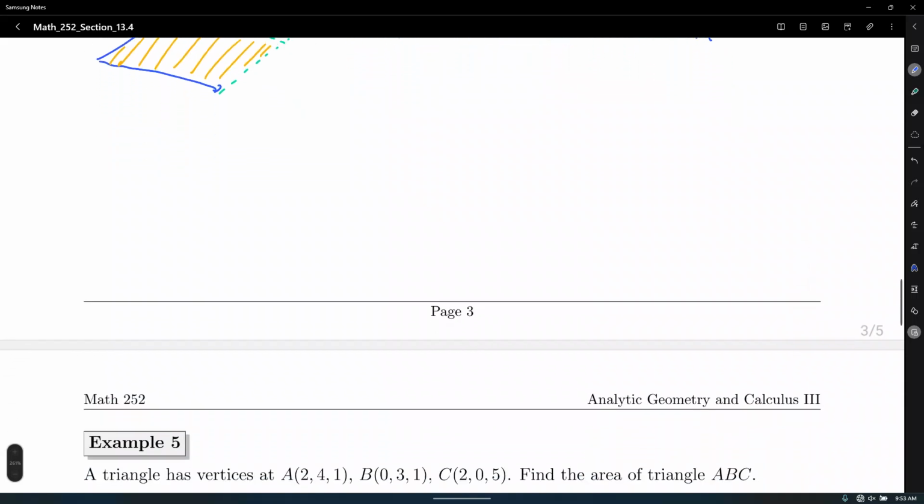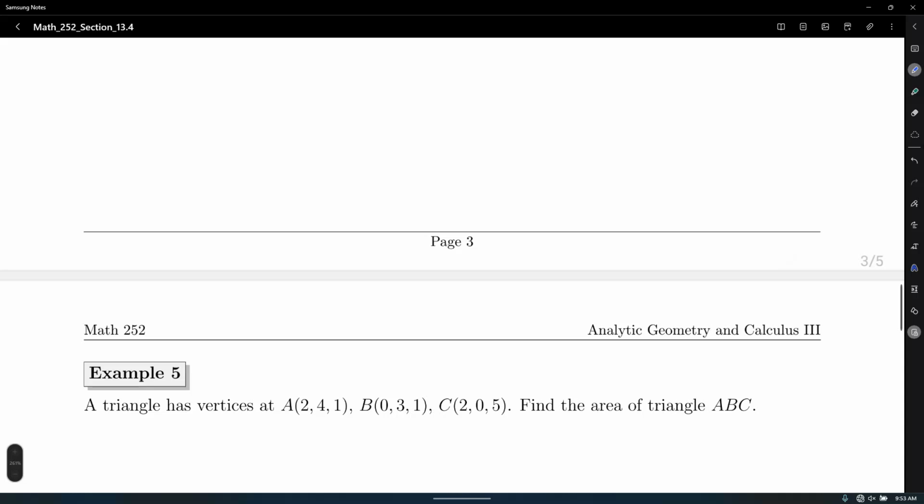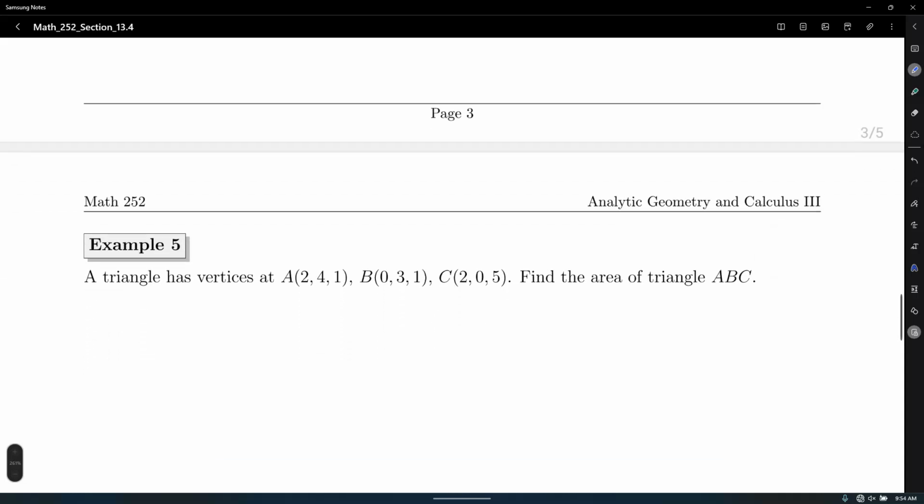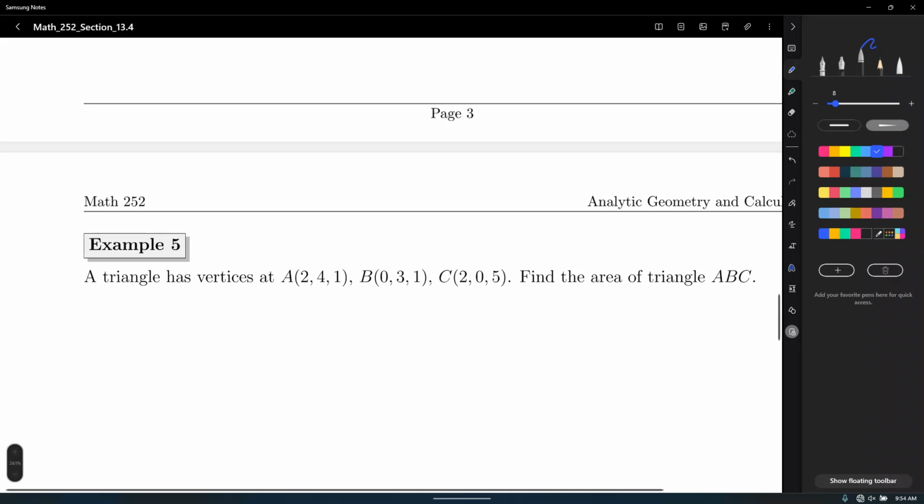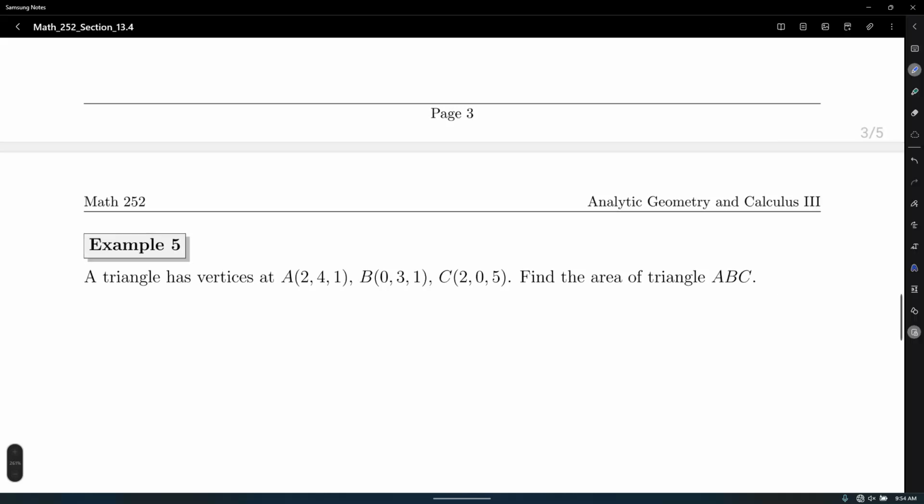Okay, so for one more example, a triangle. Now we're going to find the area of a triangle. A triangle has vertices at A, B, and C, given by those three ordered triples. And they're asking us to find the area of the triangle A, B, and C. Okay, how are we going to do this? Another very classical one. So let me plot this triangle A, B, C. It's going to look like this somehow. So that is A, which is 2, 4, 1, B, which is 0, 3, 1, and C, which is 2, 0, 5.